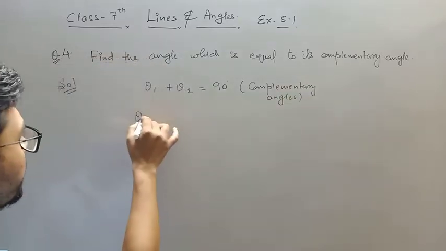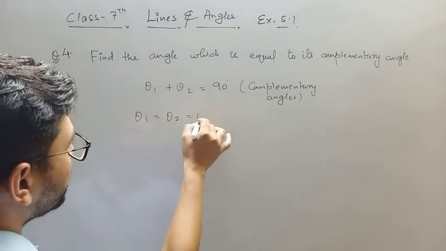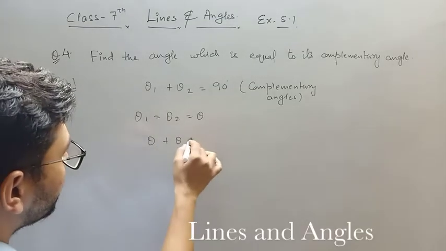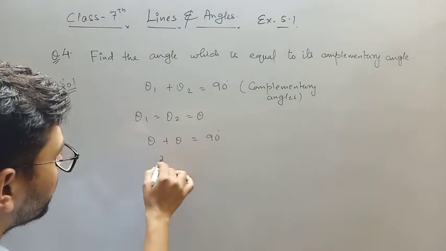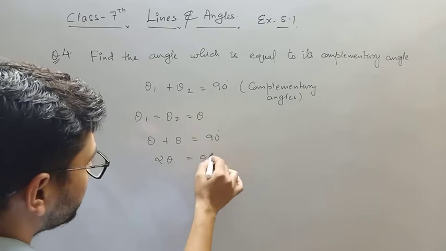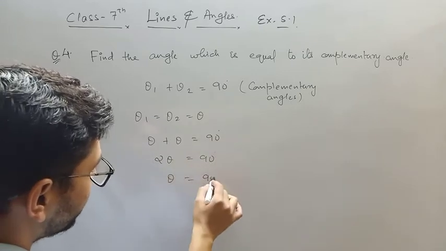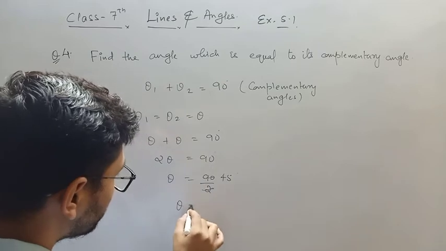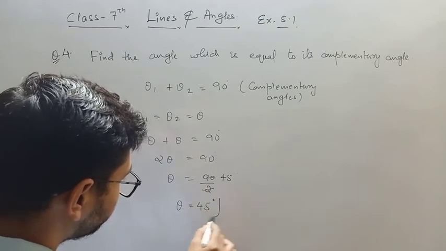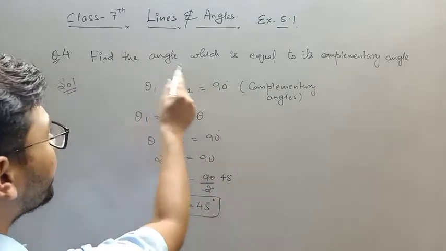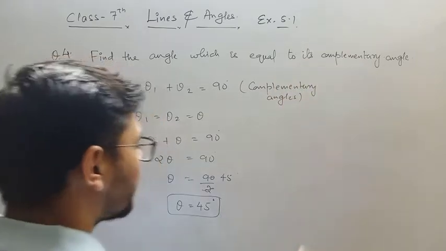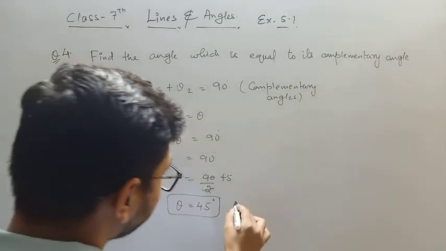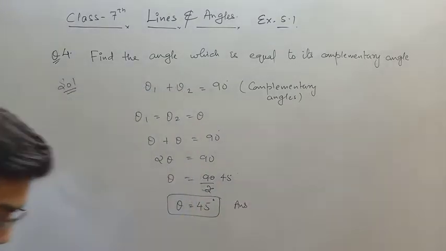Now if theta 1 is equal to theta 2, which is equal to theta, then you can write theta plus theta is equal to 90 degrees. That is 2 theta is equal to 90 degrees. That is theta is equal to 90 divided by 2, that is 45 degrees. Find the angle which is equal to its complementary angle: the answer is 45. Note it down fast.